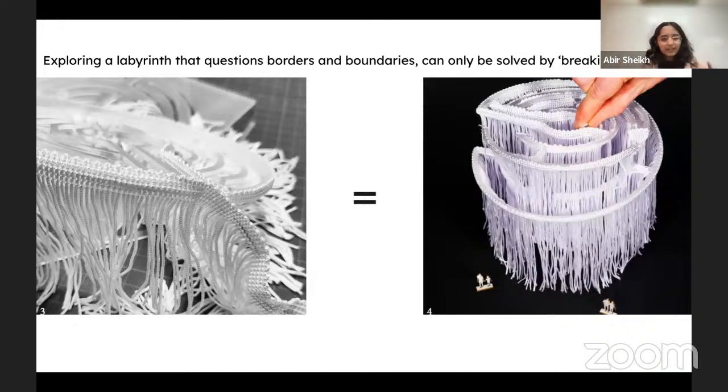We were questioning what happens, given that we have such strong ideas of what is a wall, what is a border, what is a boundary, and what happens when the only way you can solve a space is by breaking that boundary. And this is again me exploring this idea and taking this one thing, like a labyrinth or a maze. What are the stereotypes? What are the archetypes? What is the meaning of the space, and how can I question that with my own explorations?